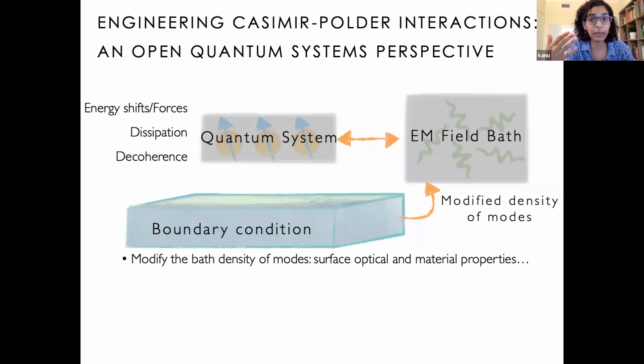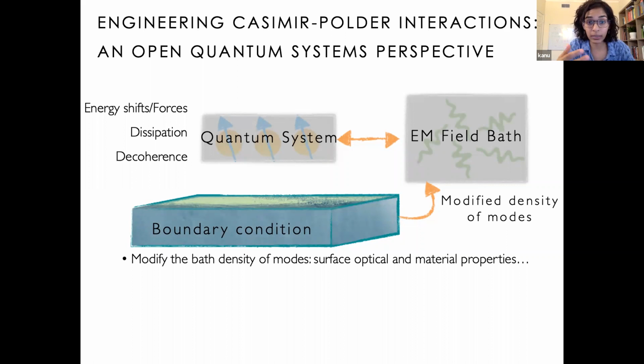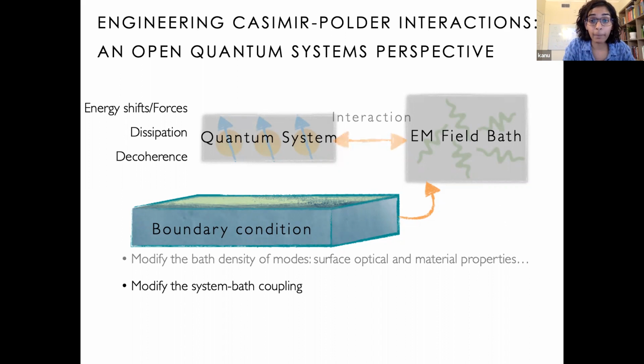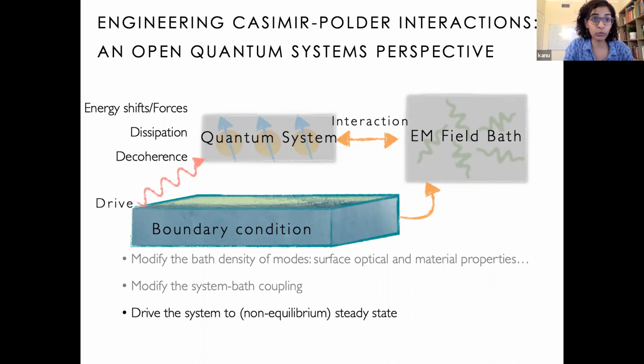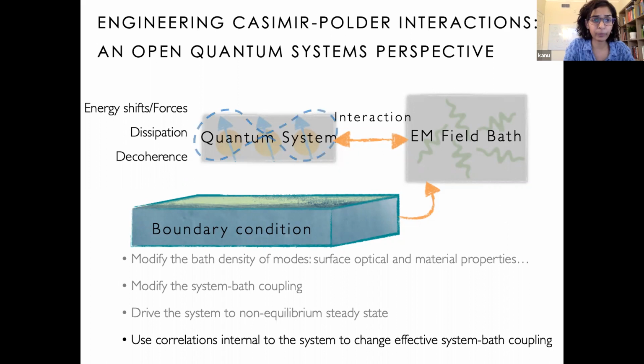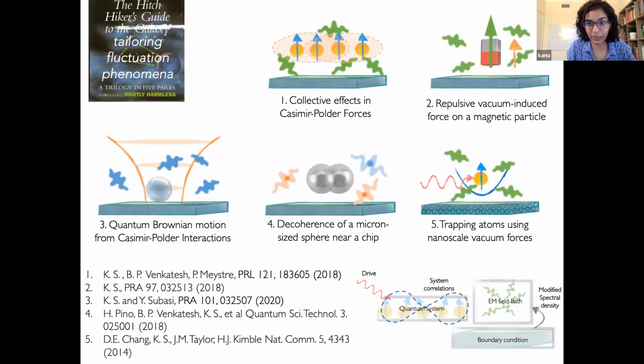For example, we can think about modifying the density of modes of the bath by changing our surface geometry, its optical or material properties. We can think of changing the coupling directly between the system and the bath, for example, by using a magnetic interaction instead of an electric interaction. We can drive the system to some interesting non-equilibrium steady state, and we can use correlations internal to the system to effectively change the system-bath coupling. This is by no means an exhaustive list of the things one can do to tailor fluctuation phenomena, but these are some of the ways we've poked at the problem of engineering fluctuation effects in nanoscale quantum systems, and I'd be more than happy to chat about any of these ideas afterwards if you're interested.